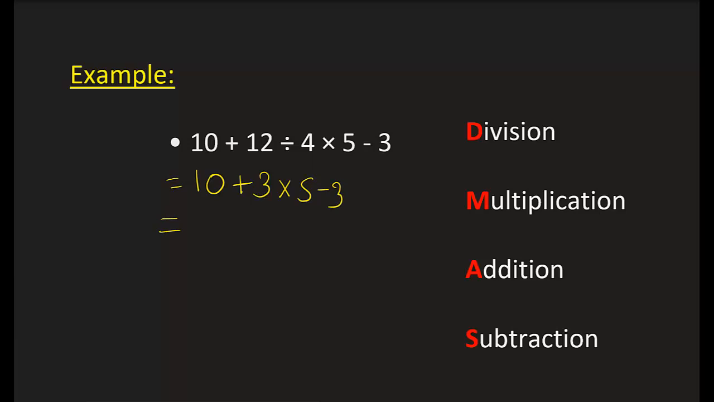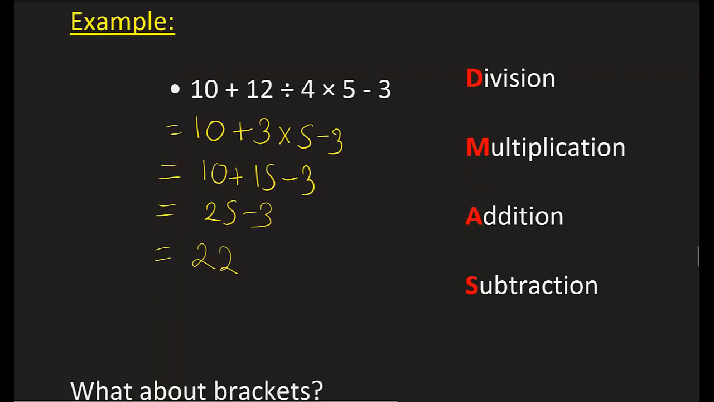Now it will be multiplication. 10 plus 3 multiplied by 5, which is 15. 10 plus 15 minus 3. Now it will be addition. It will be 10 plus 15 minus 3. 10 plus 15 is equal to 25 minus 3. Now at last it's going to be subtraction. 22, because 25 minus 3 is equal to 22.